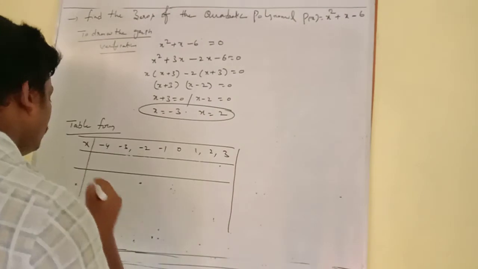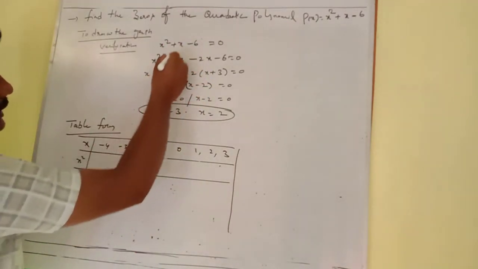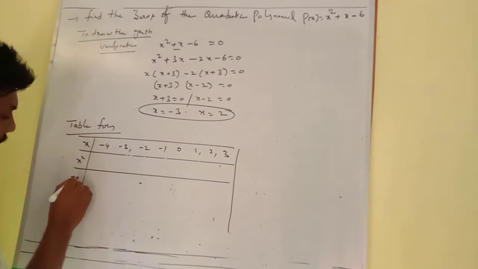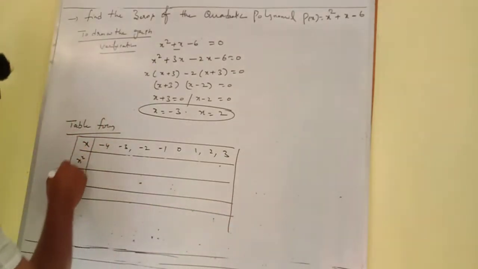Remember, the next value is x square. The next value is plus x. The next value is minus 6. The total polynomial will be split like this.